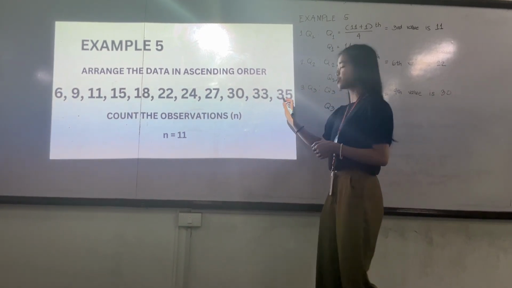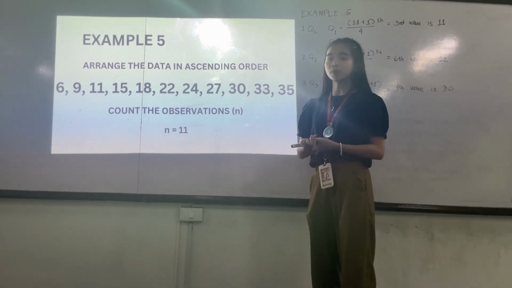27, 30, 33, and 35. The second step is to count the observations, or the n.